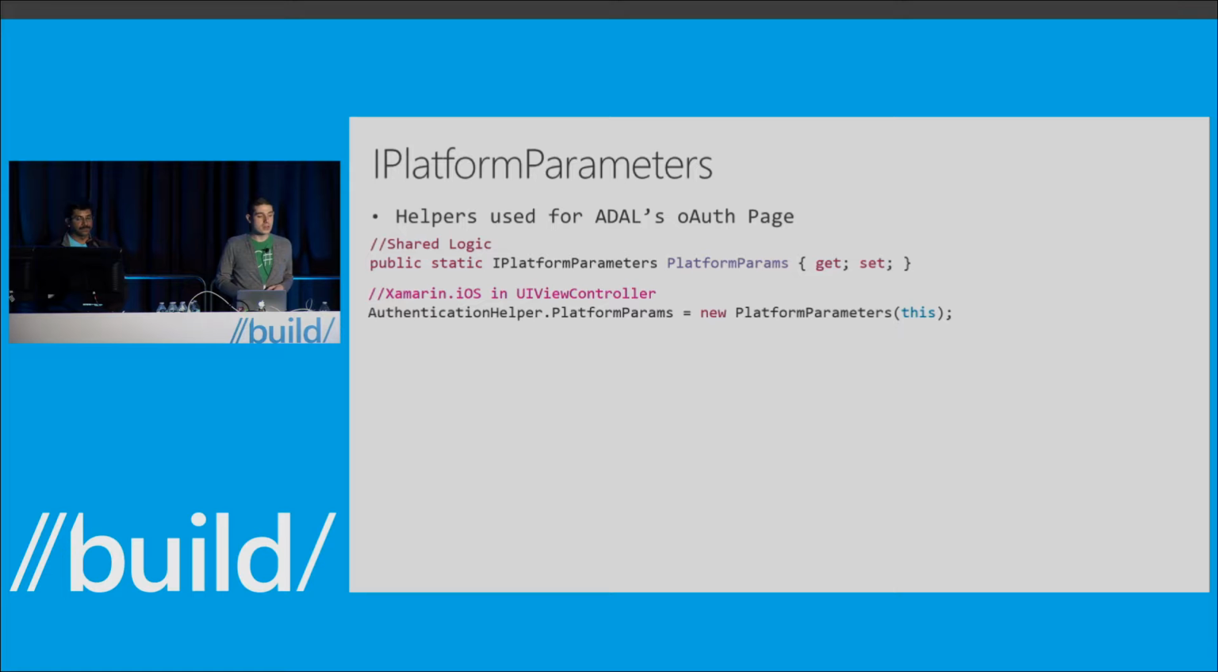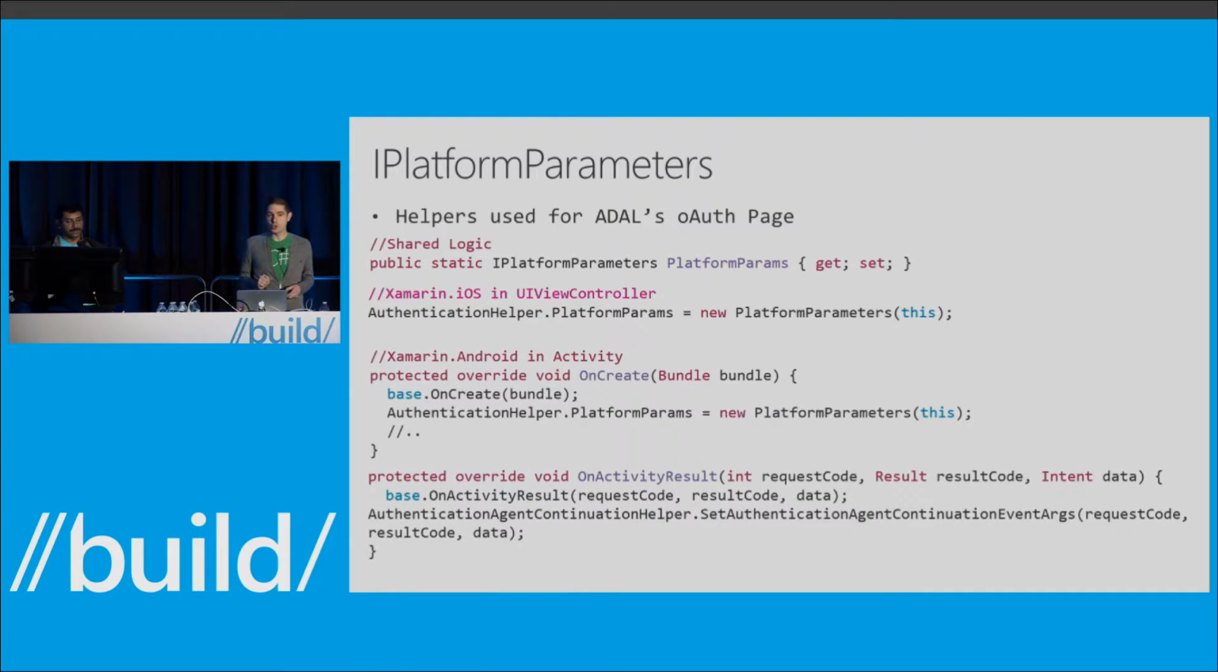In iOS, on our main page, it's pretty simple. I create an authentication helper class as part of my shared code, and I say platform parameters. That's it. In Android, it's a little bit trickier. There's a line of code, same line of code, and then it'll launch a separate activity, so it's a separate page, and when it comes back, Azure AD needs to be notified.